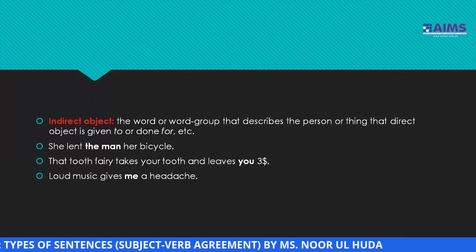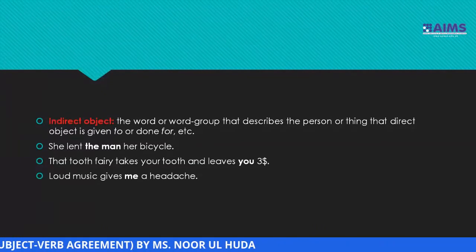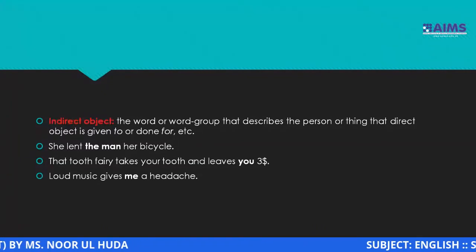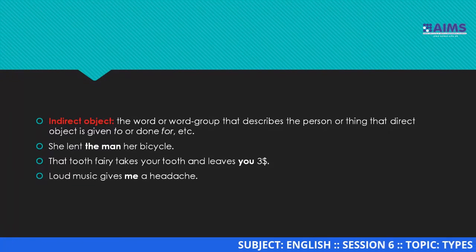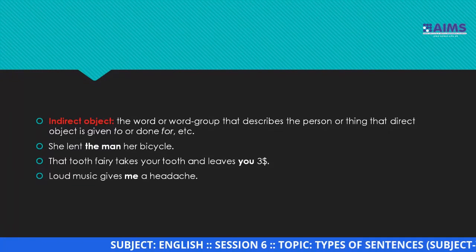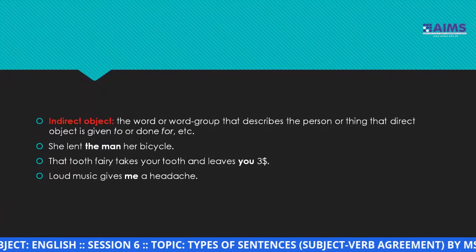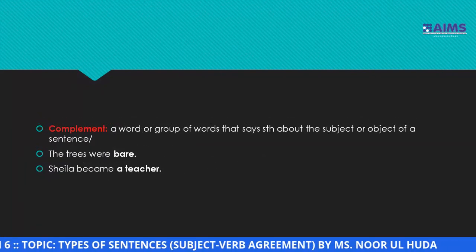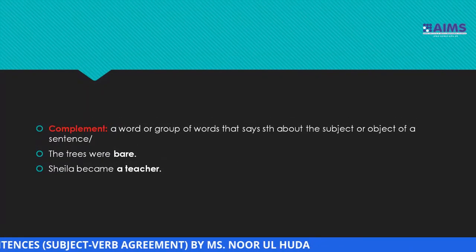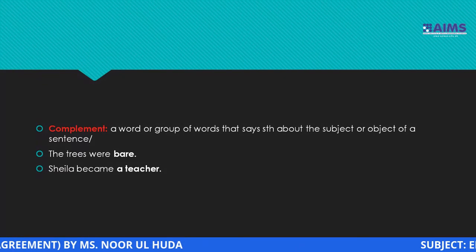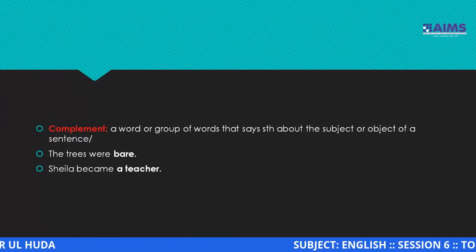Loud music gives a headache. And to whom actually? Me. So loud music gives me a headache. Now me is an indirect object. Okay, what is the complement? A word or the group of words that says something about the subject or object of a sentence.